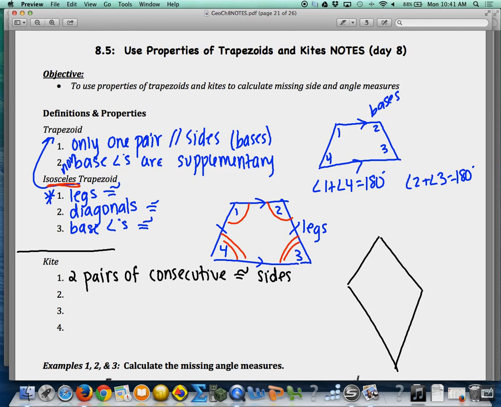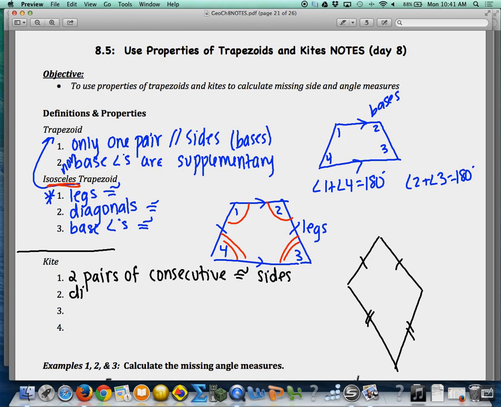Okay, so here's what I mean by that. Wow, just go with me. This is a horrible kite, but just go with it. So I have one pair of sides that are congruent and another pair that are congruent. What's really important is that they're next to each other. So in a parallelogram, they would be across from each other, and in a kite, they're next to each other.